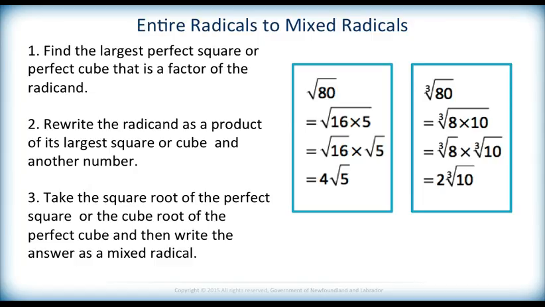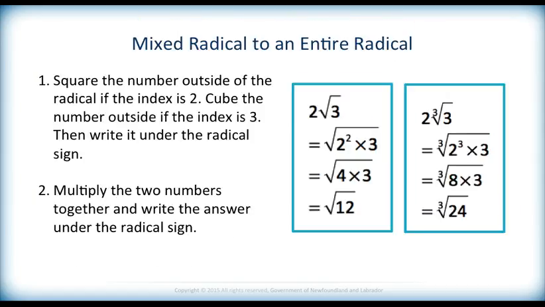Then you take your two numbers underneath your radical and split them up into individual radicals. Then you simplify the perfect square or the perfect cube, leaving the number that you cannot simplify, so the radicand you cannot simplify stays as a radical. The process is the same for the cube root of 80. However, when we want to go from a mixed radical to an entire radical, the process is different.